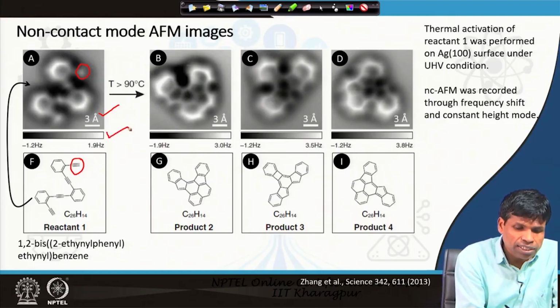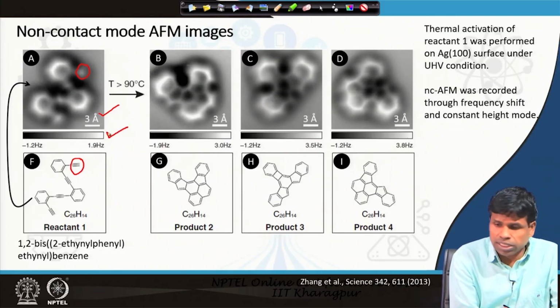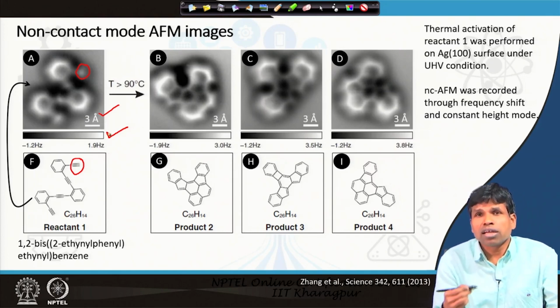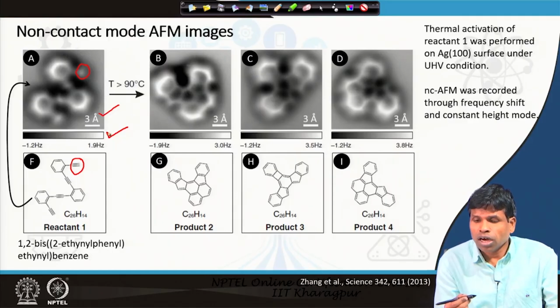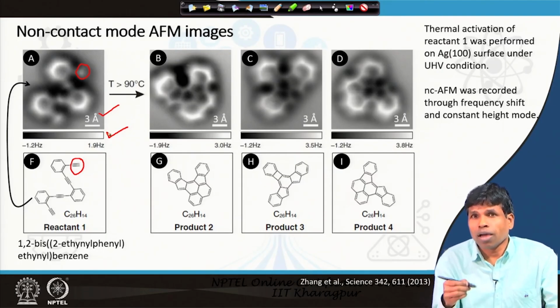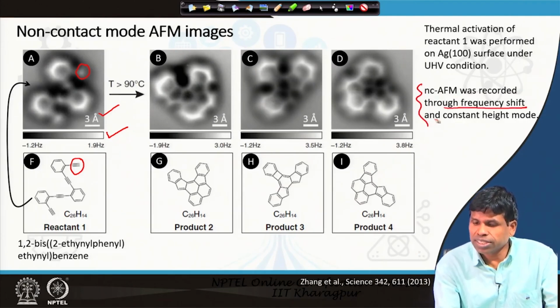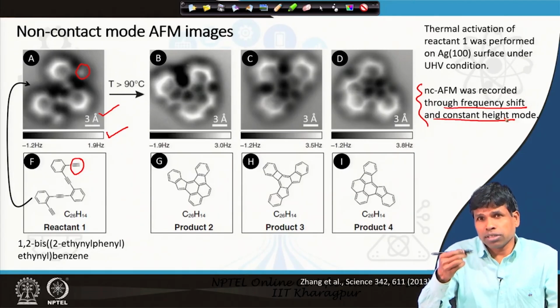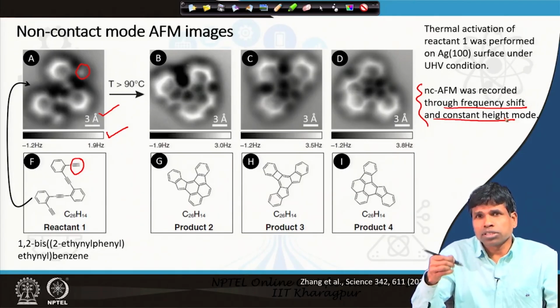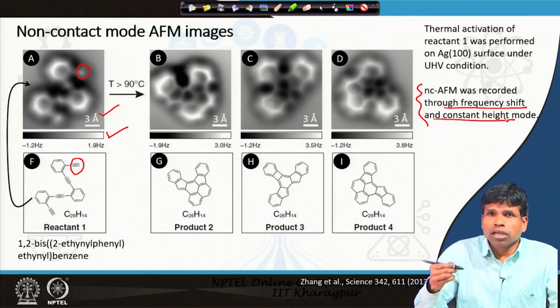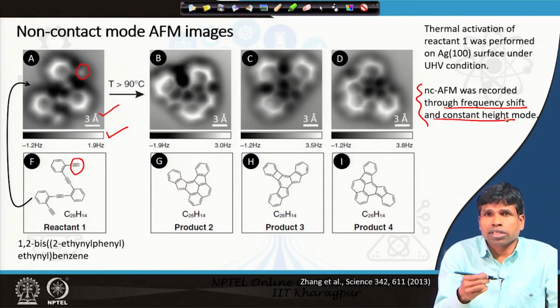At the same time, at the bottom, this scale is the frequency shift scale. As you remember, our dynamic mode of operation involves frequency modulation detection or amplitude modulation detection. For the non-contact mode, we prefer frequency modulation detection, but for tapping mode, we prefer amplitude modulation detection. So, this image is taken through frequency shift in constant height mode. The tip was oscillated above the sample at a constant height with a particular resonance frequency, and the frequency shift due to different forces is measured.